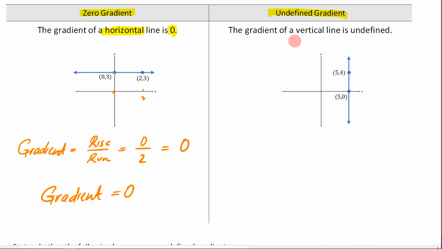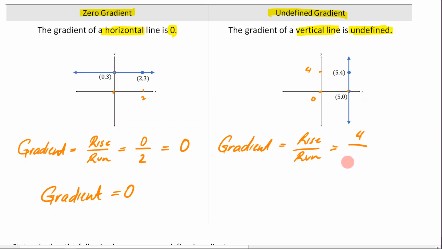Now, this one's a bit more interesting. What is the gradient of a vertical line? This one might throw you for a loop a bit, but again, it's just a memorizing thing. The gradient of a vertical line is undefined. Whoa, it's undefined. Let's talk about this. So again, let's write down the formula for gradient. It's rise over run. My rise this time is from 0 to 4. I've just chosen 2 random points there. Just from here to here, it's 4.